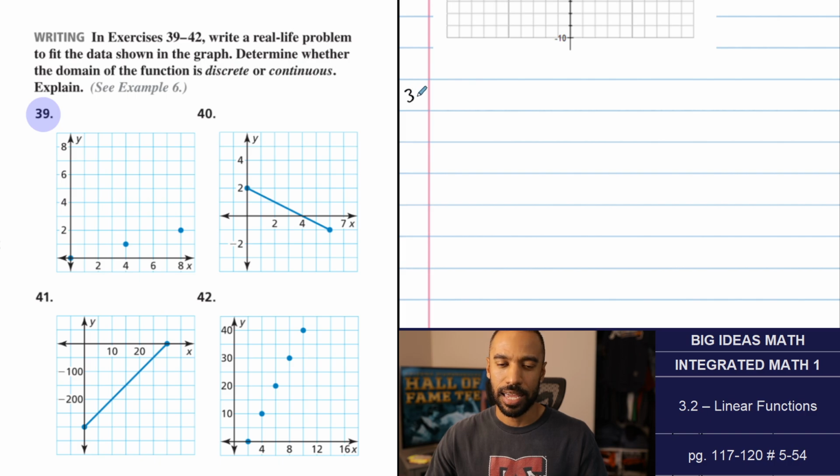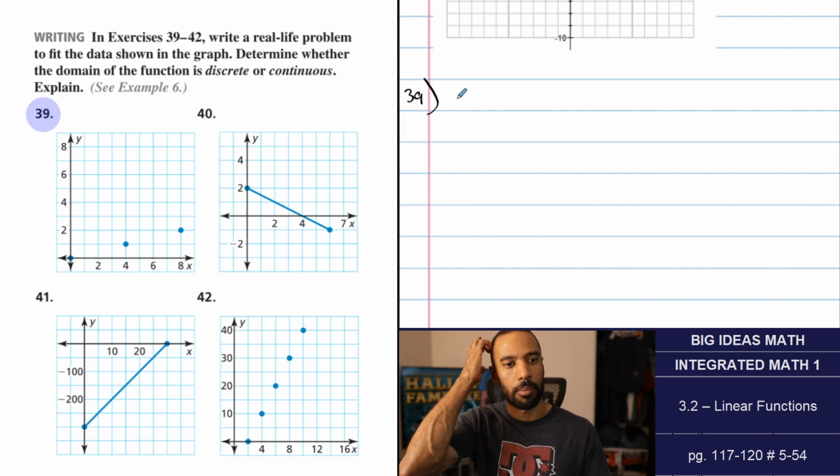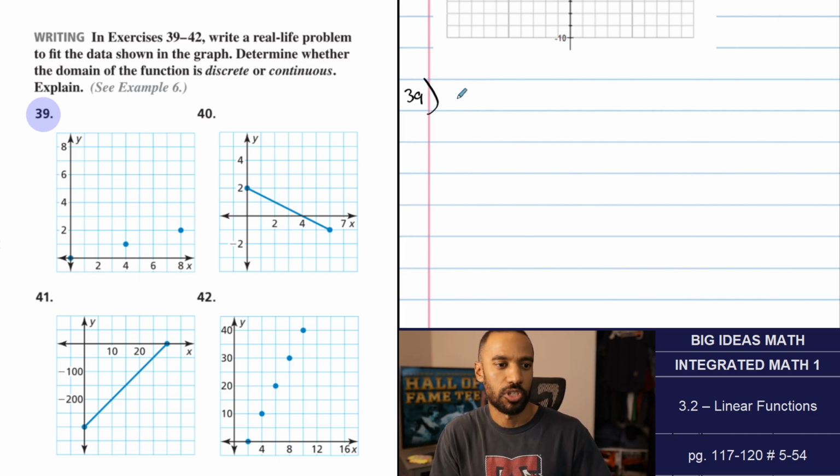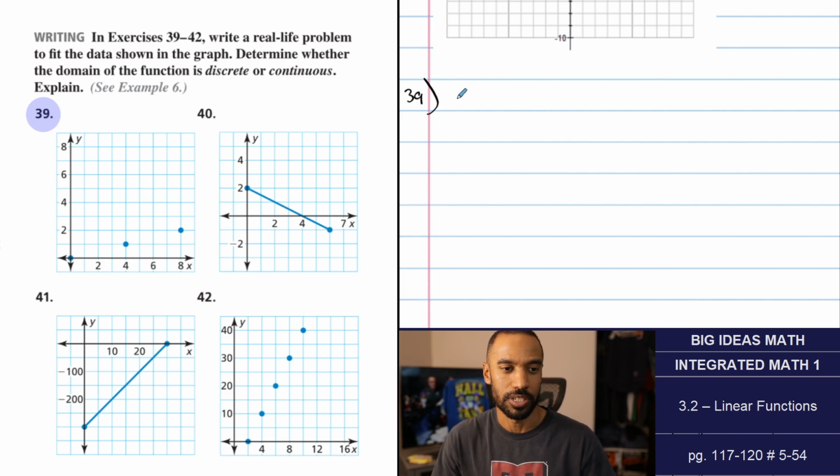Number 39 to 42. Write a real-life problem to fit the data shown in the graph. Determine whether the domain of the function is discrete or continuous. Explain. You could probably say discrete or continuous on each of these.